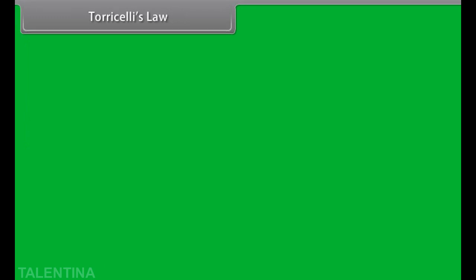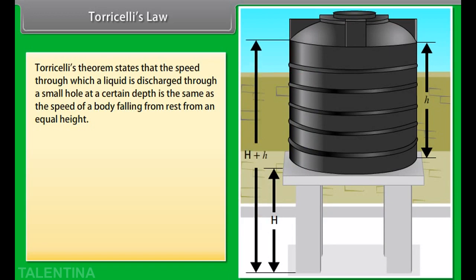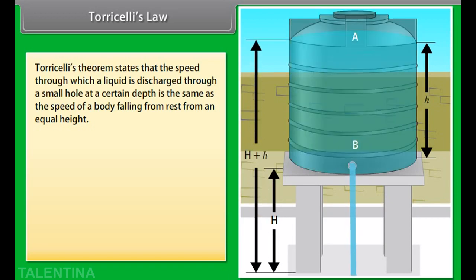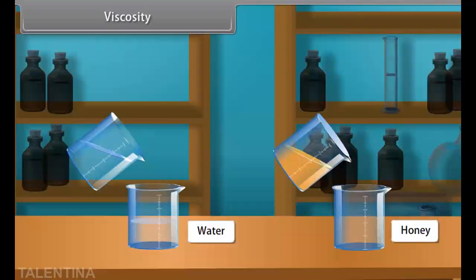Torricelli's law. Torricelli's theorem states that the speed with which a liquid is discharged through a small hole at a certain depth is the same as the speed of a body falling from rest from an equal height. The speed of the liquid is given by v equals root 2gh, where h is the initial level of the liquid and g is the gravity constant.